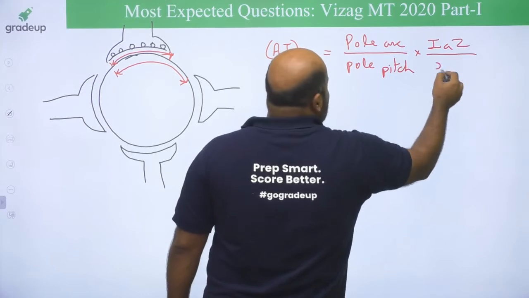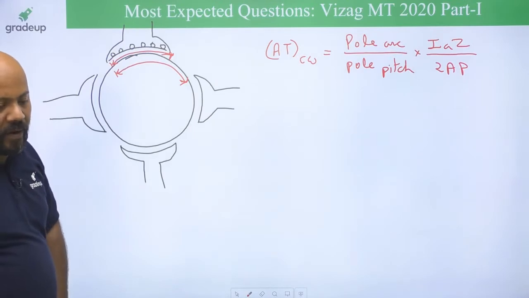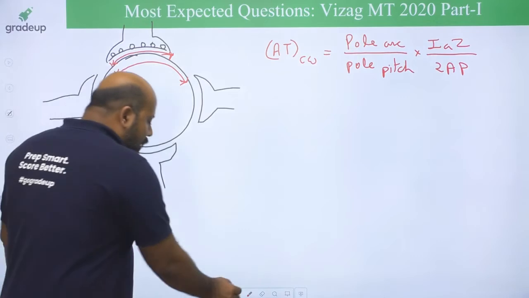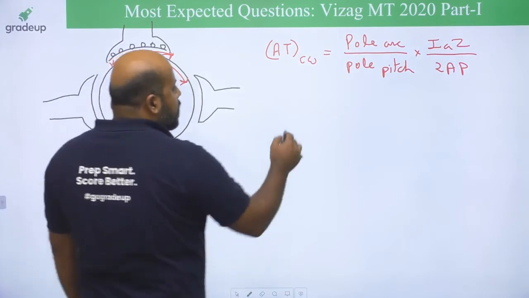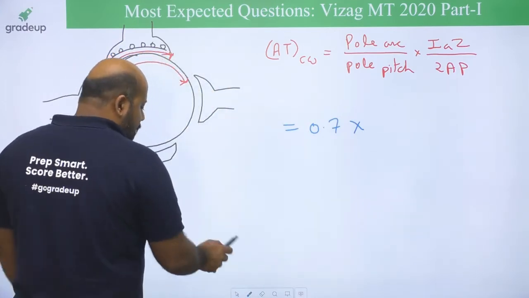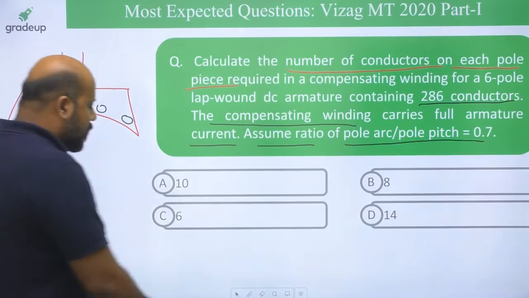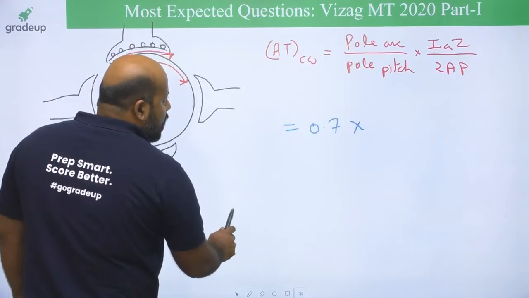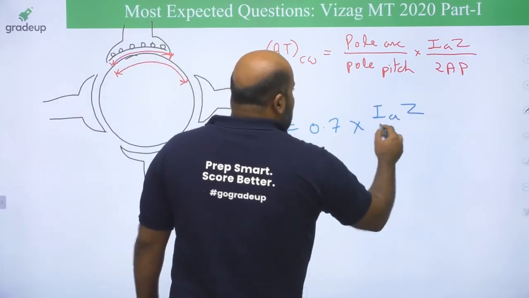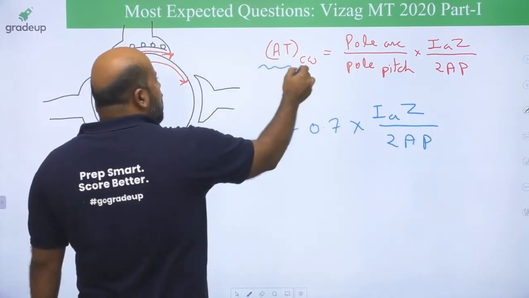IAZ upon 2AP. This is the final formula. I think you will never forget this formula now. Just put the values, you will get the answer. Pole arc upon pole pitch is given as 0.7. IA current is given as, okay, no problem. You can take the current as it is. Number of conductors 2AP. Now what is this ampere turns of the compensating winding?